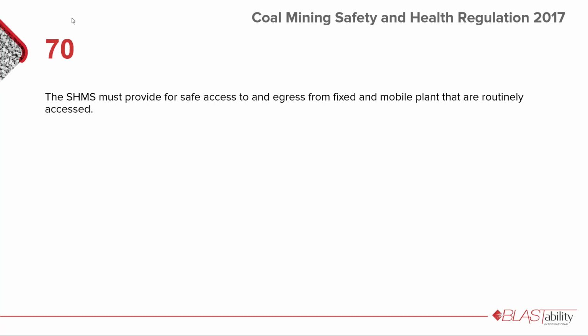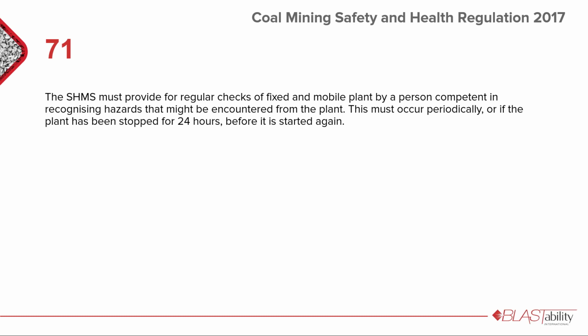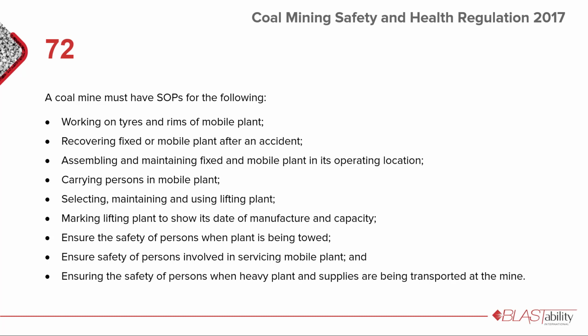70. The SHMS must provide for safe access to and egress from fixed and mobile plant that are routinely accessed. 71. The SHMS must provide for regular checks of fixed and mobile plant by a person competent in recognizing hazards that might be encountered from the plant. This must occur periodically, or if the plant has been stopped for 24 hours, before it is started again.